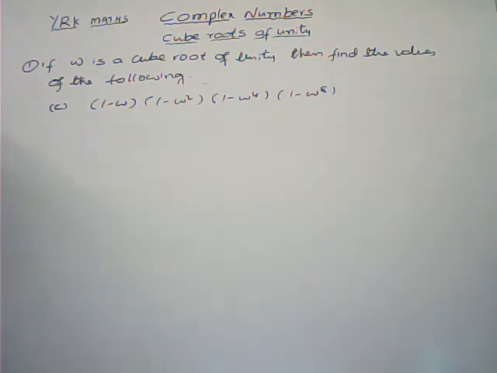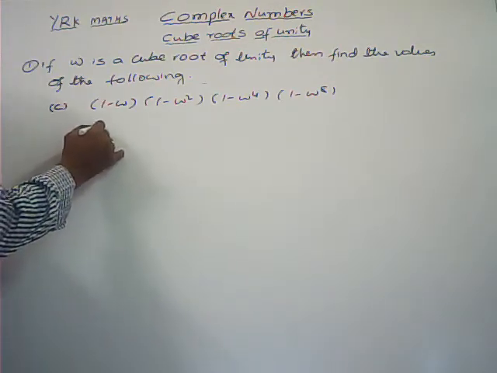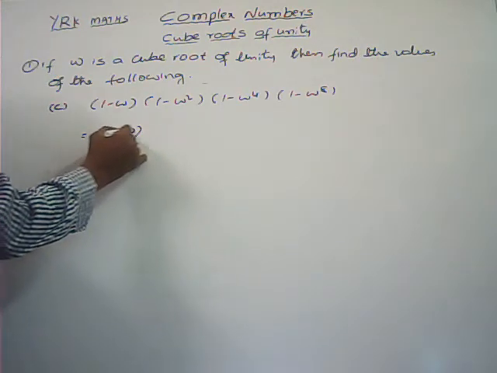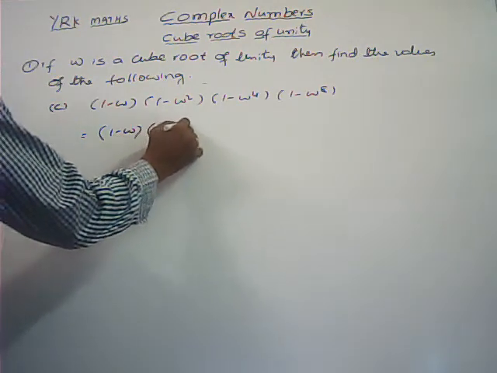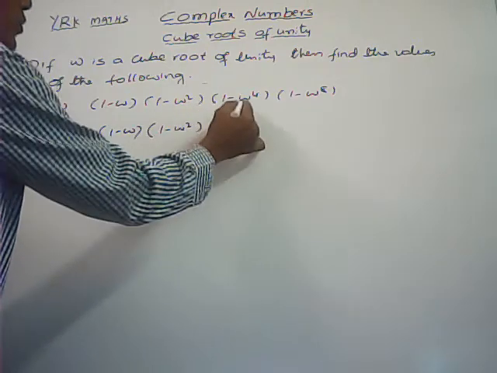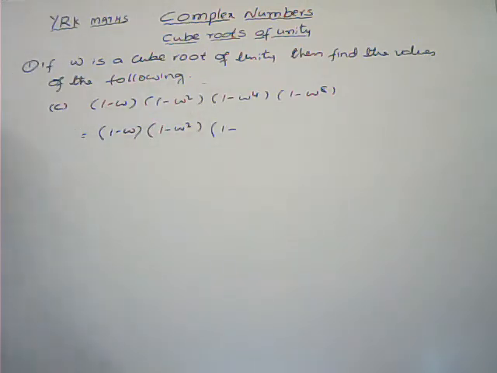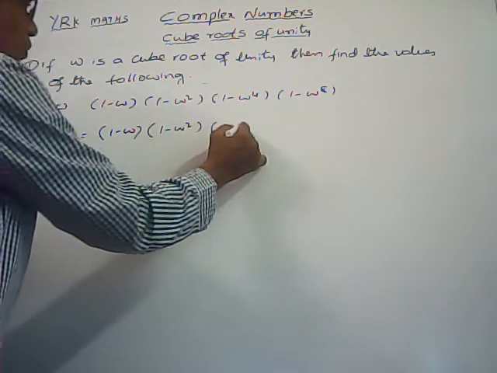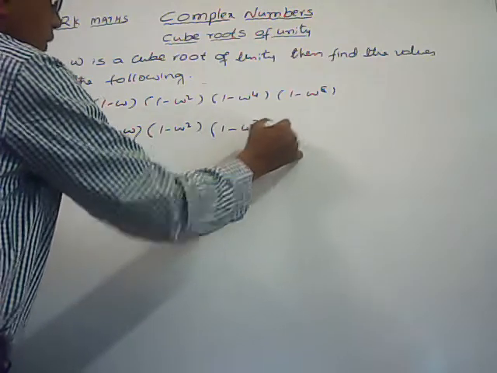Next, 1 minus omega into 1 minus omega square into 1 minus omega power 4 into 1 minus omega power 8. We have to find the simplest value of that one. That is equal to 1 minus omega into 1 minus omega square into 1 minus omega power 4, we can write omega cube into omega. Omega cube, that is 1 only. Omega cube into omega we can write.